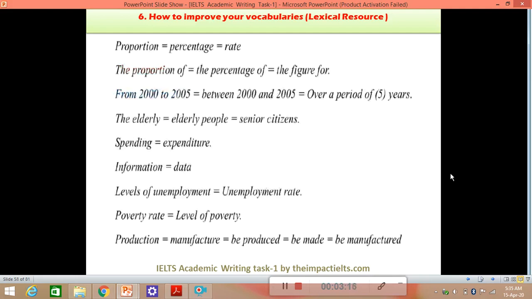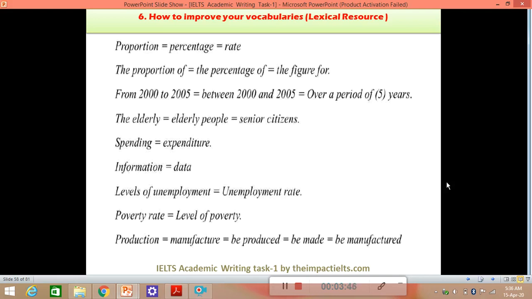See some more examples. Instead of "proportion," you can write percentage. You can write rate. Instead of "the proportion of," you can write "the percentage of" or "the figure for," right? And this can be mostly used in pie charts. When you say "the proportion of students who did not like maths," you can also say "the percentage of students who did not like maths," or you can say "the figure for the students who liked maths was low," right?